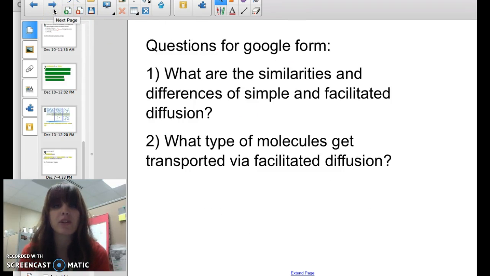All right, so we're done. So don't forget, after you're done taking notes, to go back and come up with your 2 questions in summary. And then you also need to answer the questions on the Google form. The 2 are, what are the similarities and differences between simple and facilitated diffusion? And then what type of molecules gets transported via facilitated diffusion? All right, I'll see you on Monday.